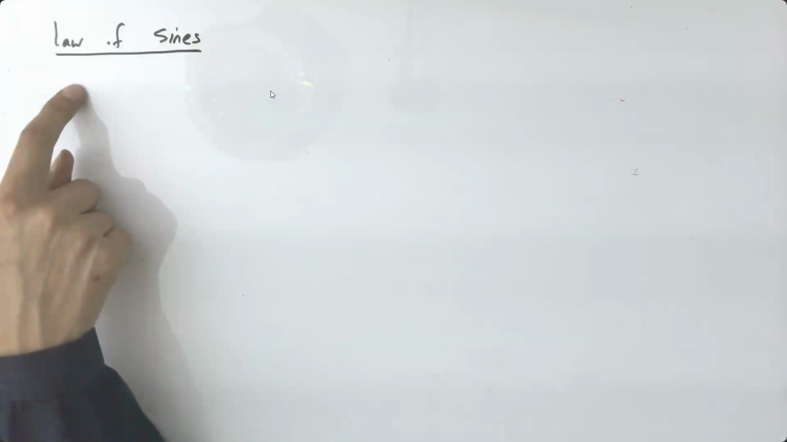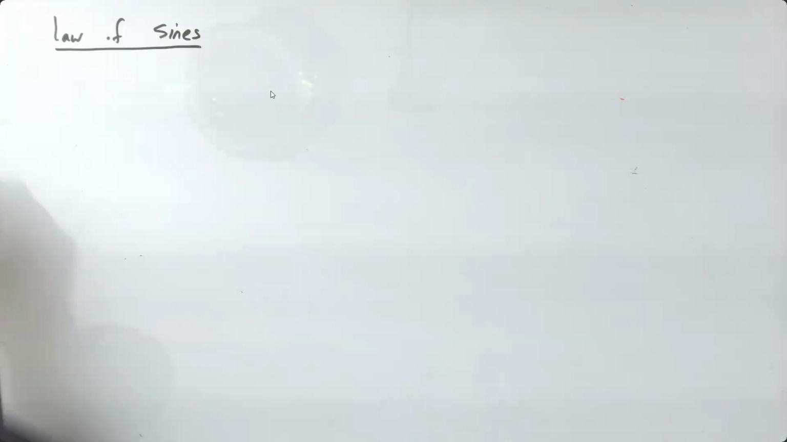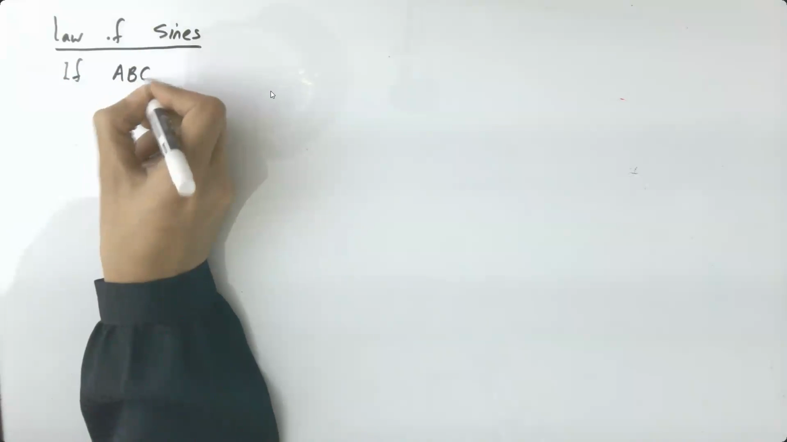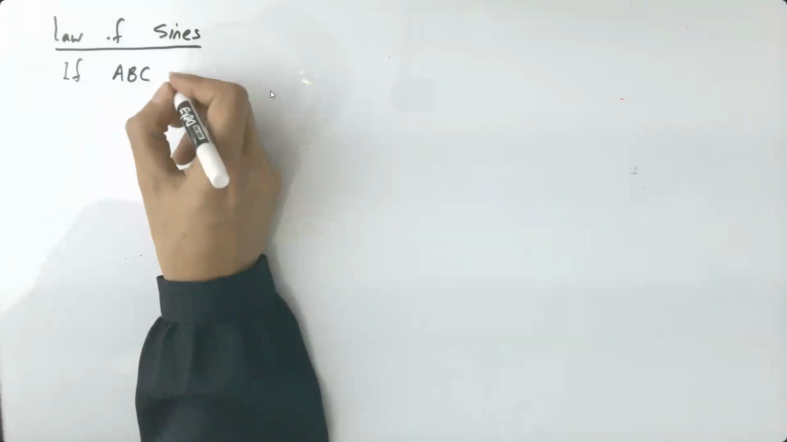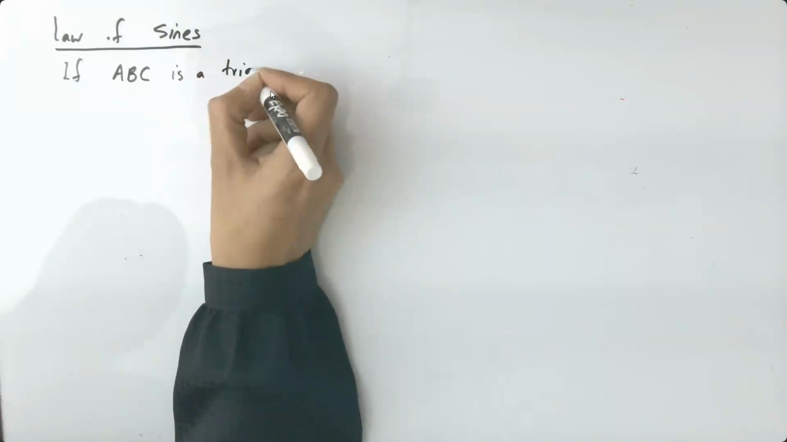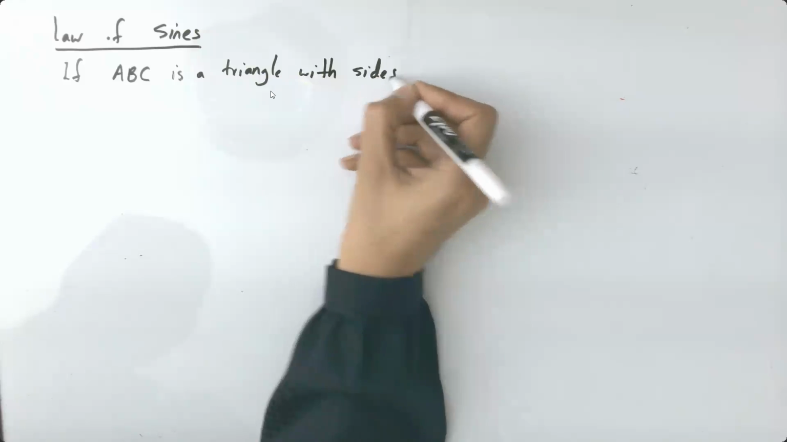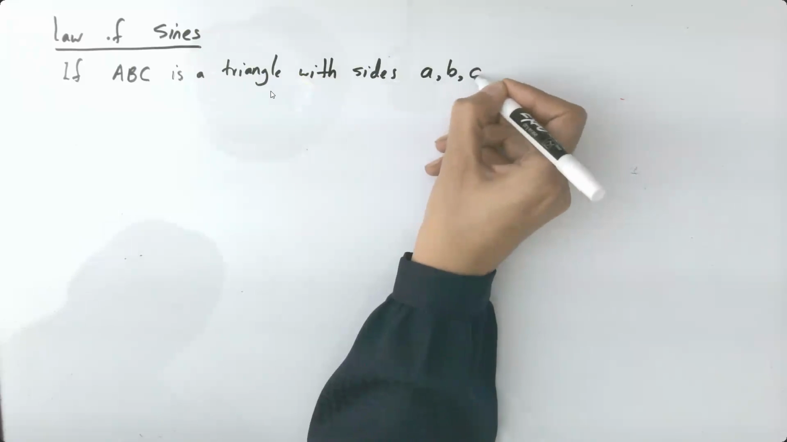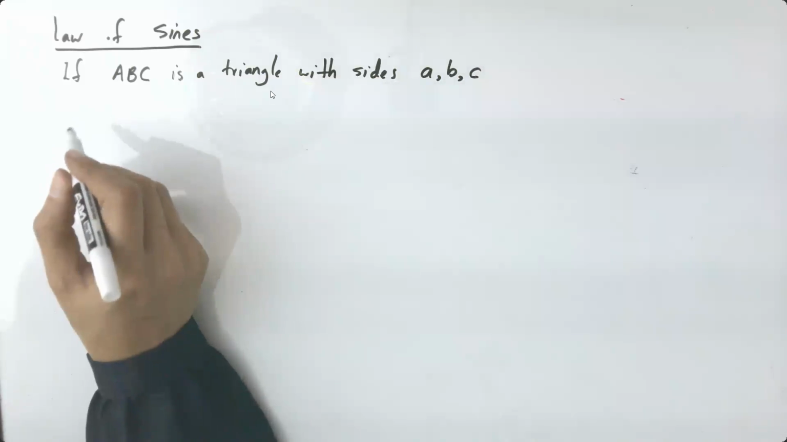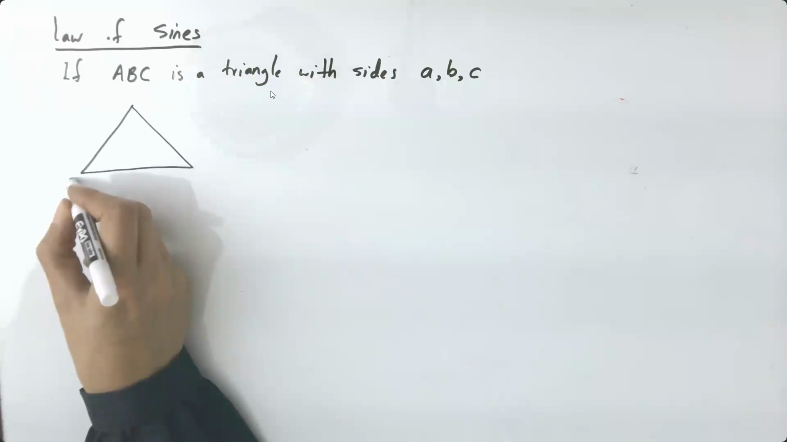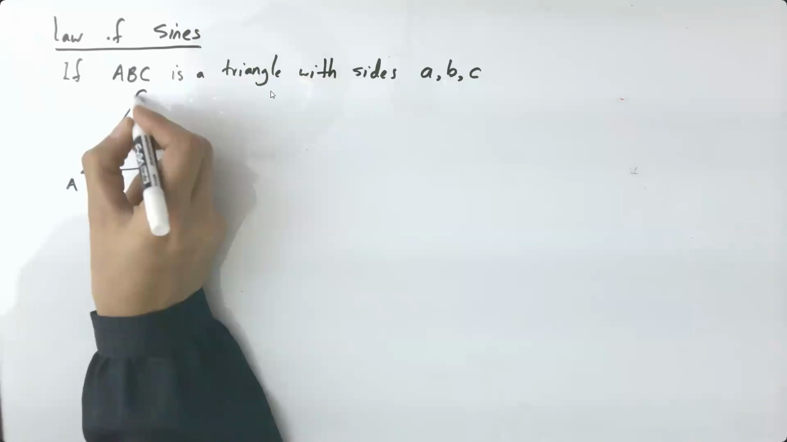Let's talk about the law of sines. So let us begin by assuming that we have the following triangle. If ABC is a triangle with sides a, b, and c. Suppose you have the following triangle. This is the triangle that we have with vertices A, B, and C.